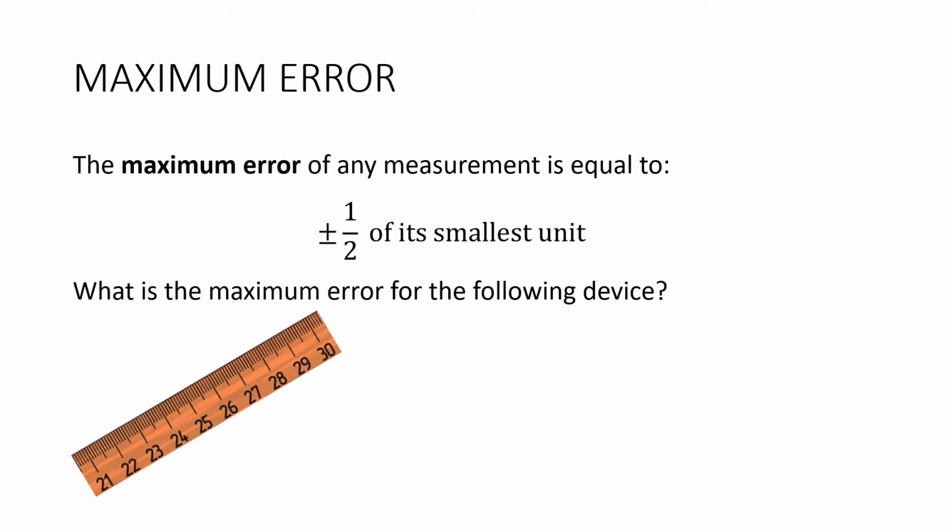Here's an example. What do you think is the smallest unit on this ruler? If we have a look here, we've got centimetres, and in between centimetres we've got millimetres. And the smallest unit that I can see is 1 millimetre. The maximum error is going to be plus or minus 1/2 of that. So we could say plus or minus 1/2 a millimetre or plus or minus 0.5 millimetres.